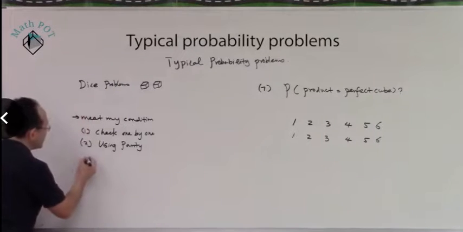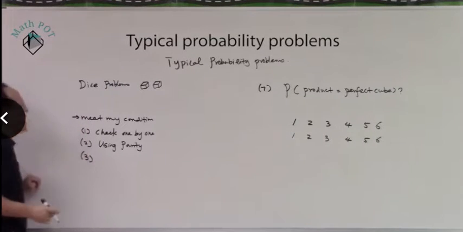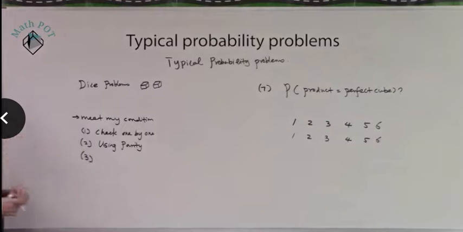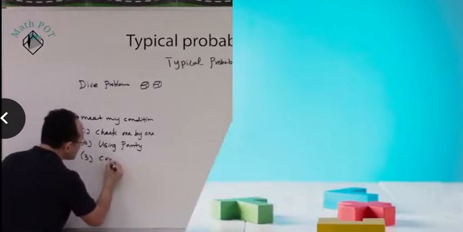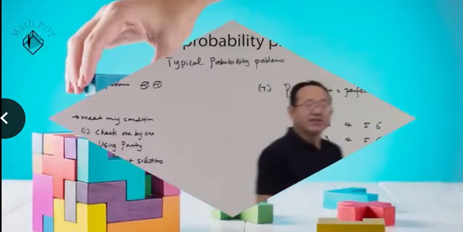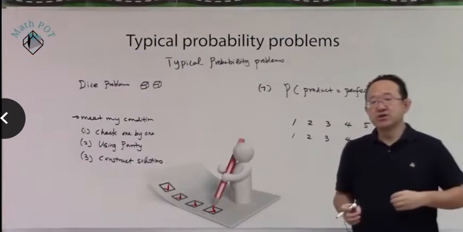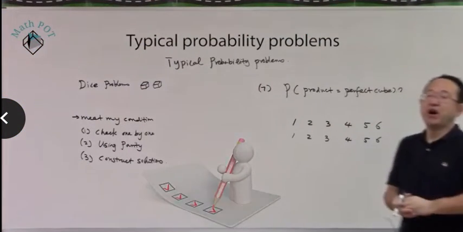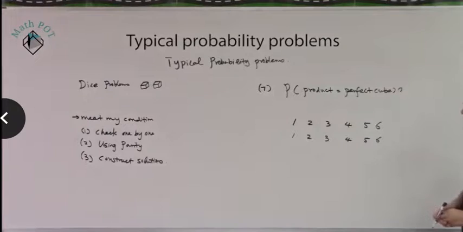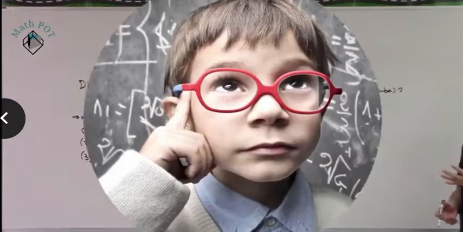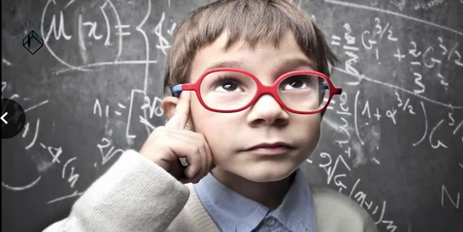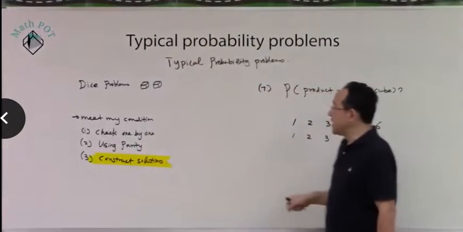I'm going to show you another way to solve this one. It's another super common way to figure out the favorable outcomes, which is what? Try to construct the solutions. Instead of checking one by one, try to construct the possible outcomes. That sometimes could be a very, very good idea. I'm going to show you how to use this idea.